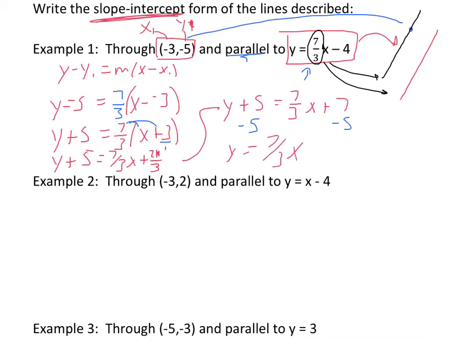7/3 x plus 2. So again, we went from a point and a line that we are going to be parallel to. We took the slope from the line we're parallel to and used it, used our point we were given, and we came up with an equation in slope-intercept form. Quite a few steps, but it does take practice, but it is very manageable. The second example I'm going to do in class.